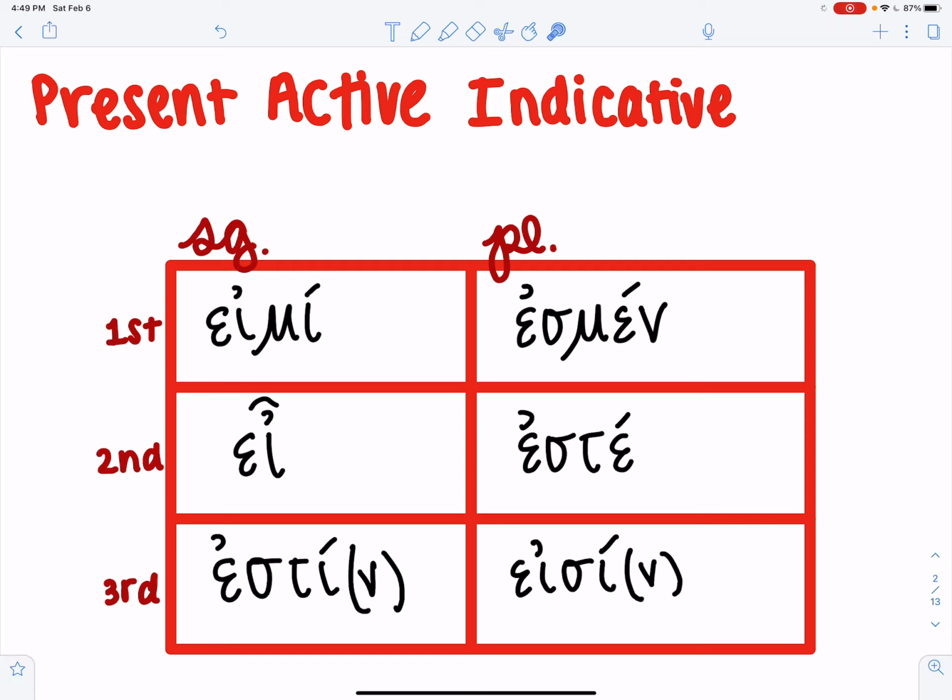So now let's go all the way back up to present active indicative and see how we'll translate these. If you have done any Latin, you'll know the verb sum, which means to be, just like eimí. And so eimí in Greek is going to be translated just like sum would be in Latin. So starting with first person singular, we have eimí, I am, then you are, then esti or estin, he, she, or it is, and then first person plural, esmen, we are, second person plural, este, you all are, and then third person plural, esin, which is they are.